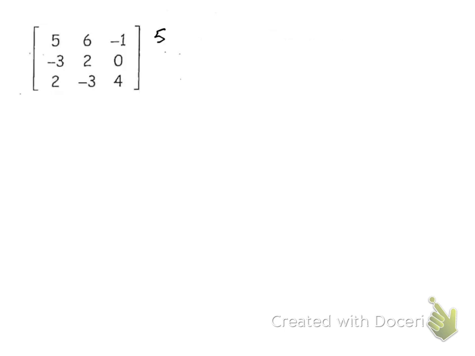Repeat the first two columns: 5, negative 3, 2, 6, 2, negative 3. We're finding the difference of what? Diagonals. We're going to have 5 times 2 is 10, times 4 is 40, plus 6 times 0 is 0, 0 times 2 is 0, plus negative 1 times negative 3 is 3, times negative 3 gives us negative 9.